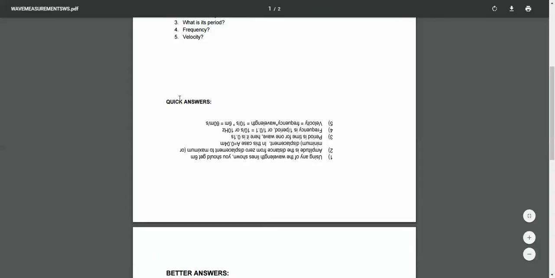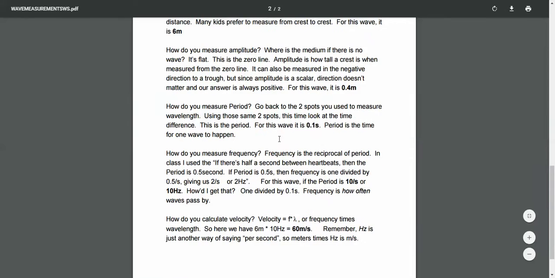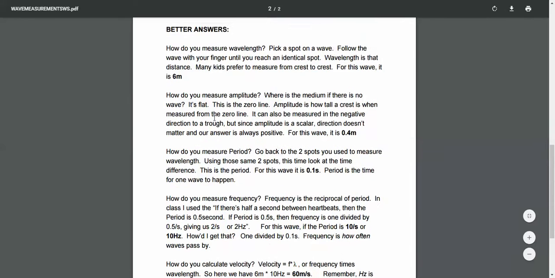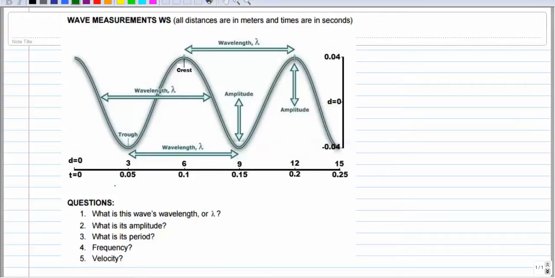I just gave you the quick version. And then if you flip the page over, I tell you how to get those 5 answers, but I spell it out a little bit more thoroughly. So let's get started. Here is the top half of the worksheet, and let's start with number 1. Number 1 says, what is this wave's wavelength?